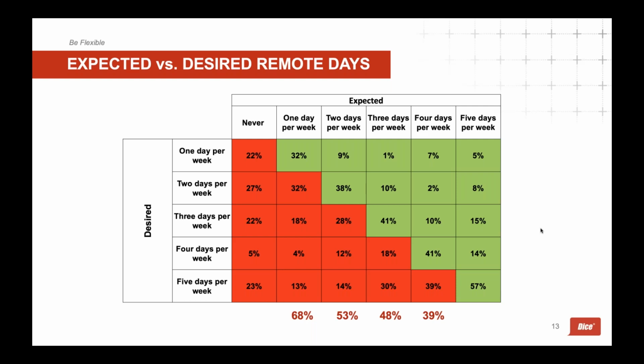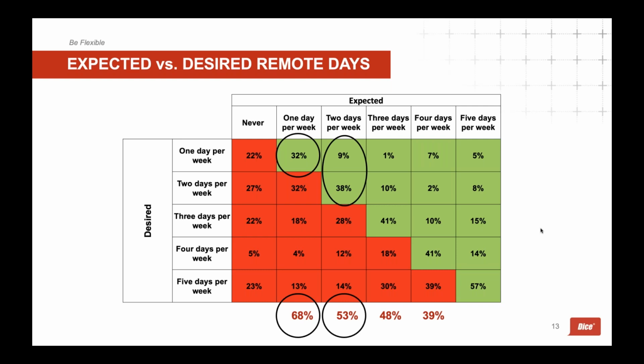In this matrix we're looking at, the green blocks indicate the percentage of employees whose desires match expectations. Those employees whose desires do not match expectations are in red. For example, for those technologists who desire to work remotely 1 day per week, that's this 32%, the other 68% of respondents will likely be unhappy with that choice. Those who desire to work remotely 2 days per week, this 47%, the other 53% will be unhappy.